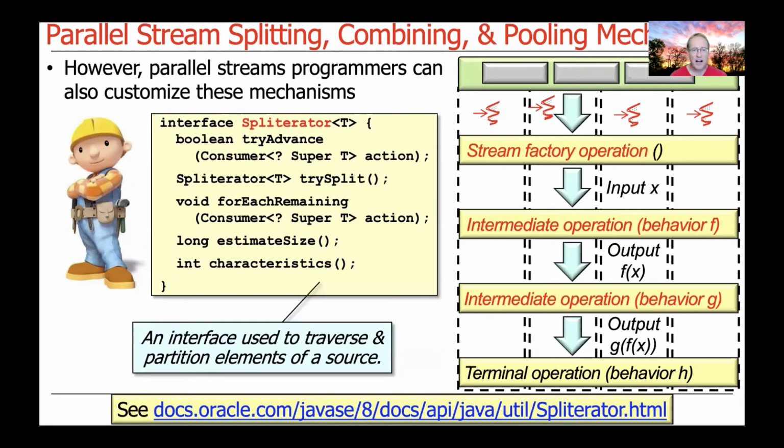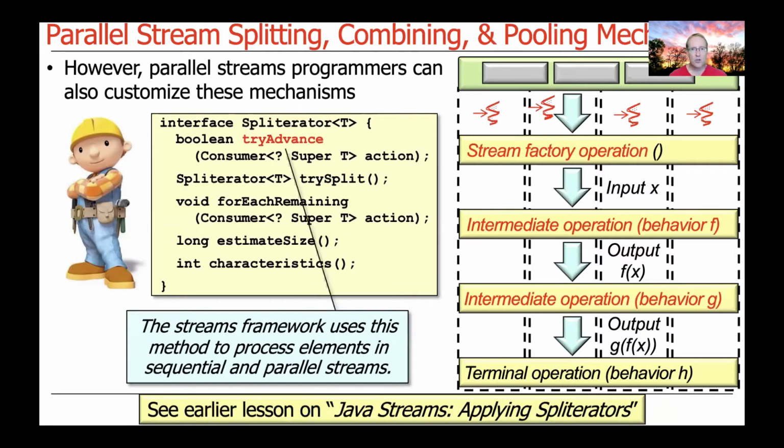So you can define your own splitterators. Before, we talked primarily about tryAdvance, but we're also going to talk about trySplit. So tryAdvance is used to process the elements sequentially for both sequential and parallel streams, because once you reach the minimum size in the parallel splitterator, at that point, tryAdvance is used to do all the other processing that may be available.